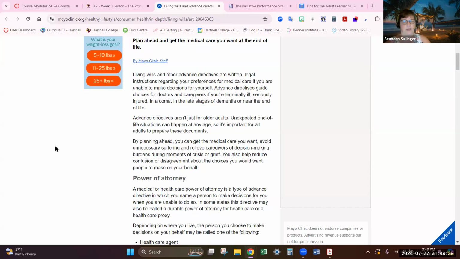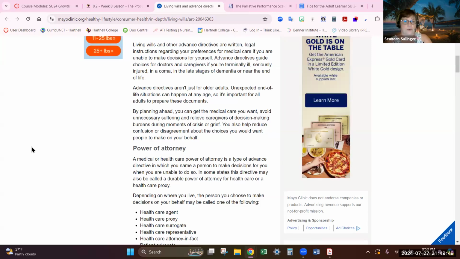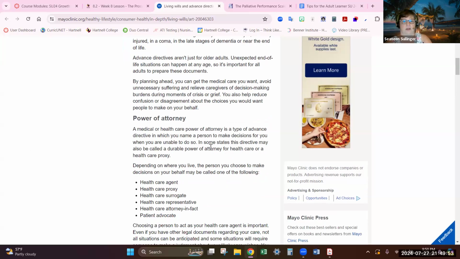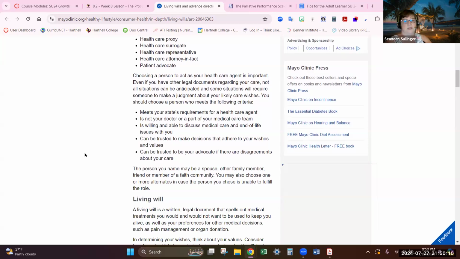So, power of attorney, medical durable power of attorney, is a type of advanced directive where you name a person to make decisions for you when you're unable to do so. So, yeah, durable power of attorney for healthcare, I believe in California is what it's called. Or you might also see a healthcare proxy. So those are the different names of the person. But basically, what they can do is they can make decisions for you.